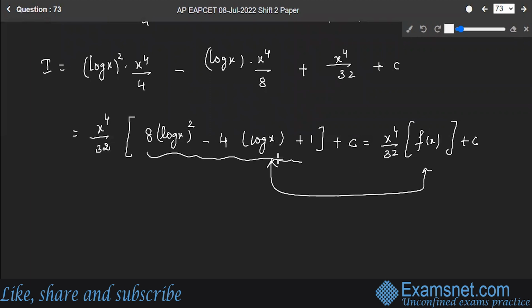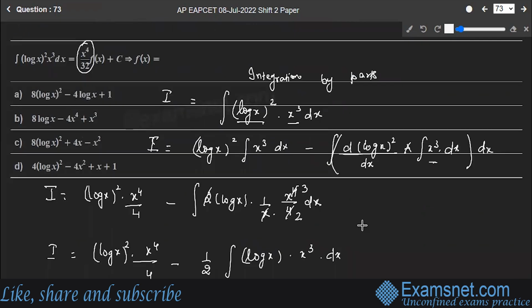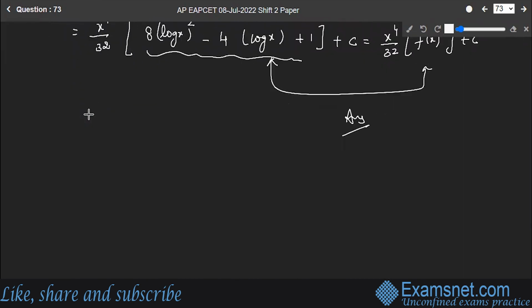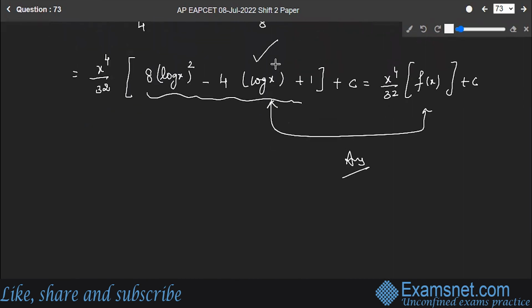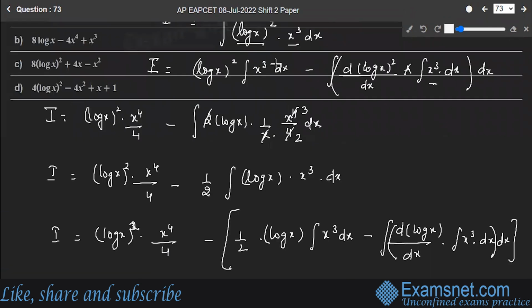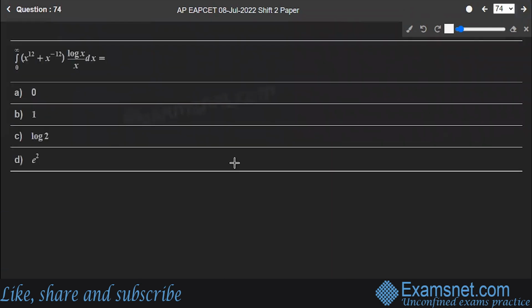Let's check with the options what we have. This is the answer and your fx. Let's see. We have option A as our answer. Let's confirm: 8 (log x) squared minus 4 log x plus 1. Yes, we have the same thing. Okay. Hope you're clear with this. Next is question number 74. Again, an integral problem before us.